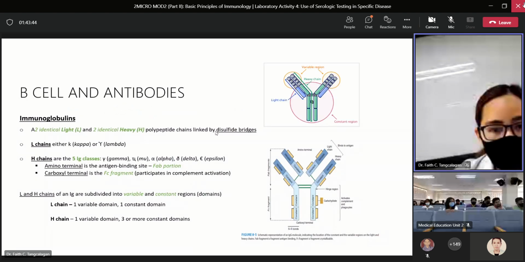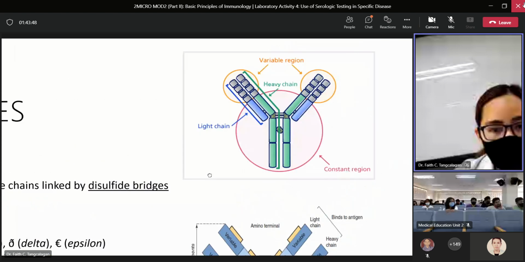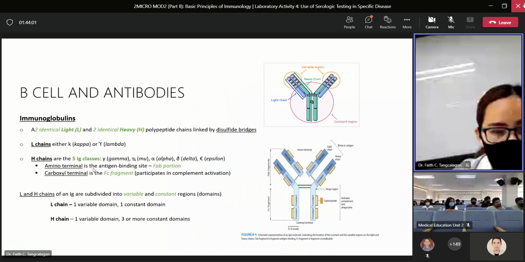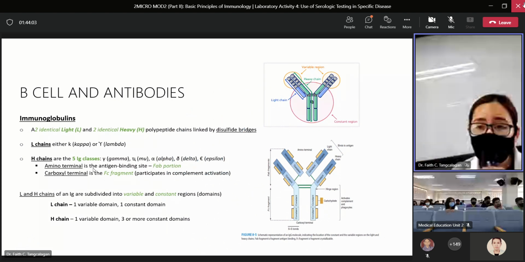So another picture. This is a more simplified picture of your light chain plus your heavy chain. This is actually the heavy chain here, light chain, then the variable region and the constant region. Okay, so both are actually linked by the disulfide bonds or bridges.